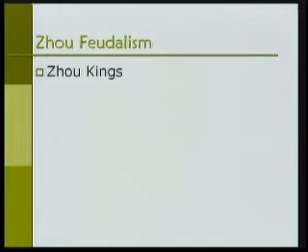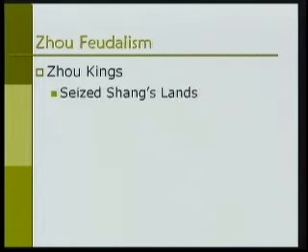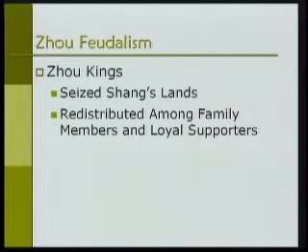Now, the Zhou Dynasty, the way they put together their state and government, is called Zhou Feudalism. And let's see what this Zhou Feudalism was. The Zhou kings seized Shang lands, all the lands that belonged to the Shang people or their supporters. And so the Zhou kings took that land of the Shang and redistributed it among their own family members and their loyal supporters, because they did not win this war in 1046 at Muye against the Shang people alone. They had to have the support of other people.